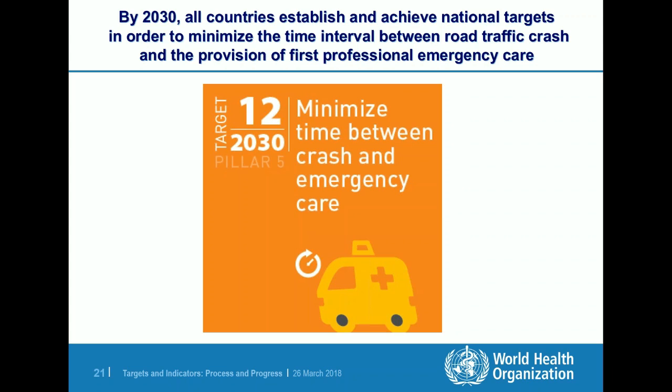So in those settings, it may be that the first step to improving or reducing the time between the crash event and the first provision of professional emergency care would be to establish an emergency number. In other countries, the actions that might be required would be to, for example, establish Good Samaritan laws that protect bystanders who encounter a crash scene and who may want to facilitate getting help. But the idea here is that the shorter the interval between the injury event and the provision of professional care, the better the outcomes for the victim will be.